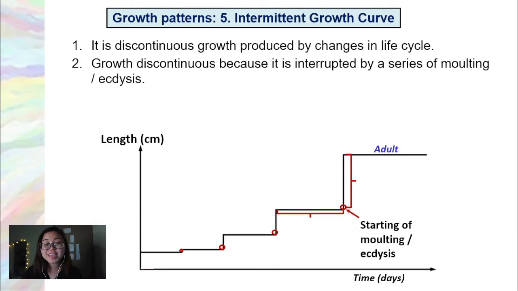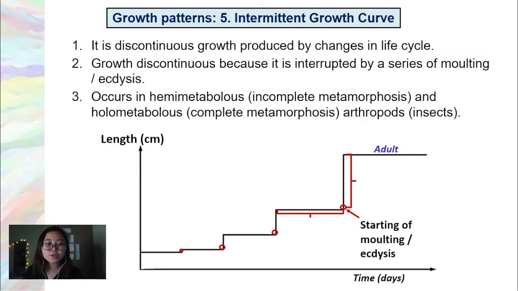Since I mentioned molting and ecdysis, you know that this is going to refer to animals with an exoskeleton such as insects and certain shelled sea life. So this will occur in hemimetabulous. Hemimetabulous means they are organisms that have incomplete metamorphosis, and holometabulous, or organisms with complete metamorphosis, arthropods. Okay, so we're going to look at hemimetabulous and holometabulous later. We'll just focus on the fact that arthropods or insects will show this type of intermittent growth curve.